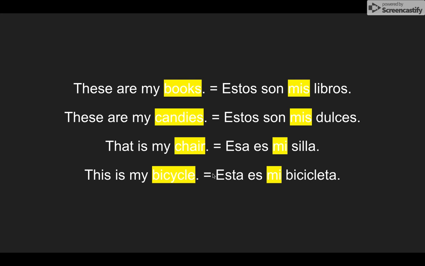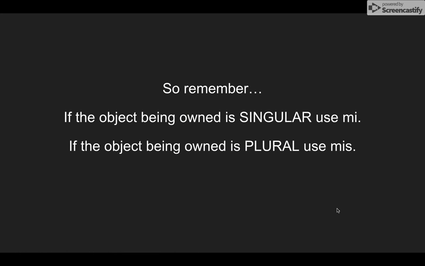And this is my bicycle. Esta es mi bicicleta. Again, singular, one bicycle, showing possession of only one item, which would be mi. So remember, if the object being owned is singular, use mi. If the object being owned is plural, use mis. All right, so that wraps up that portion of the grammar pop-up lesson.